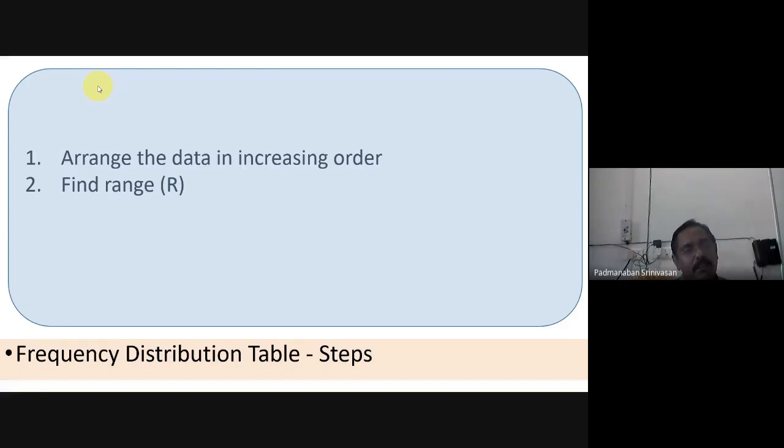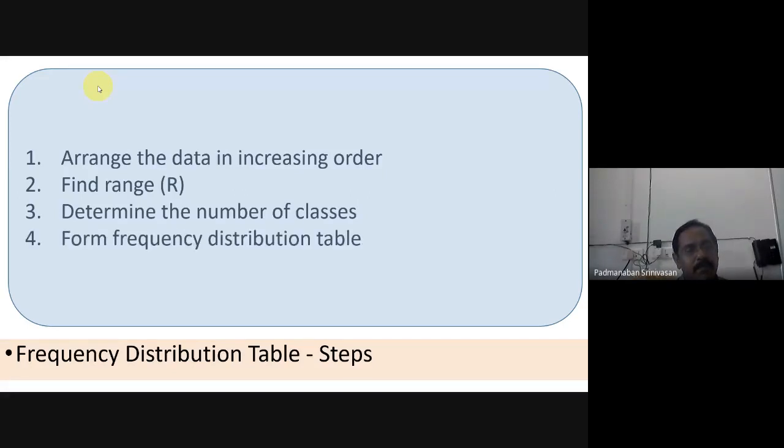So arrange the data in increasing order, find the range, determine the number of classes, form the frequency distribution table. So that's all. Only four steps. So you got 4 steps for forming a frequency distribution table. So you go one by one.